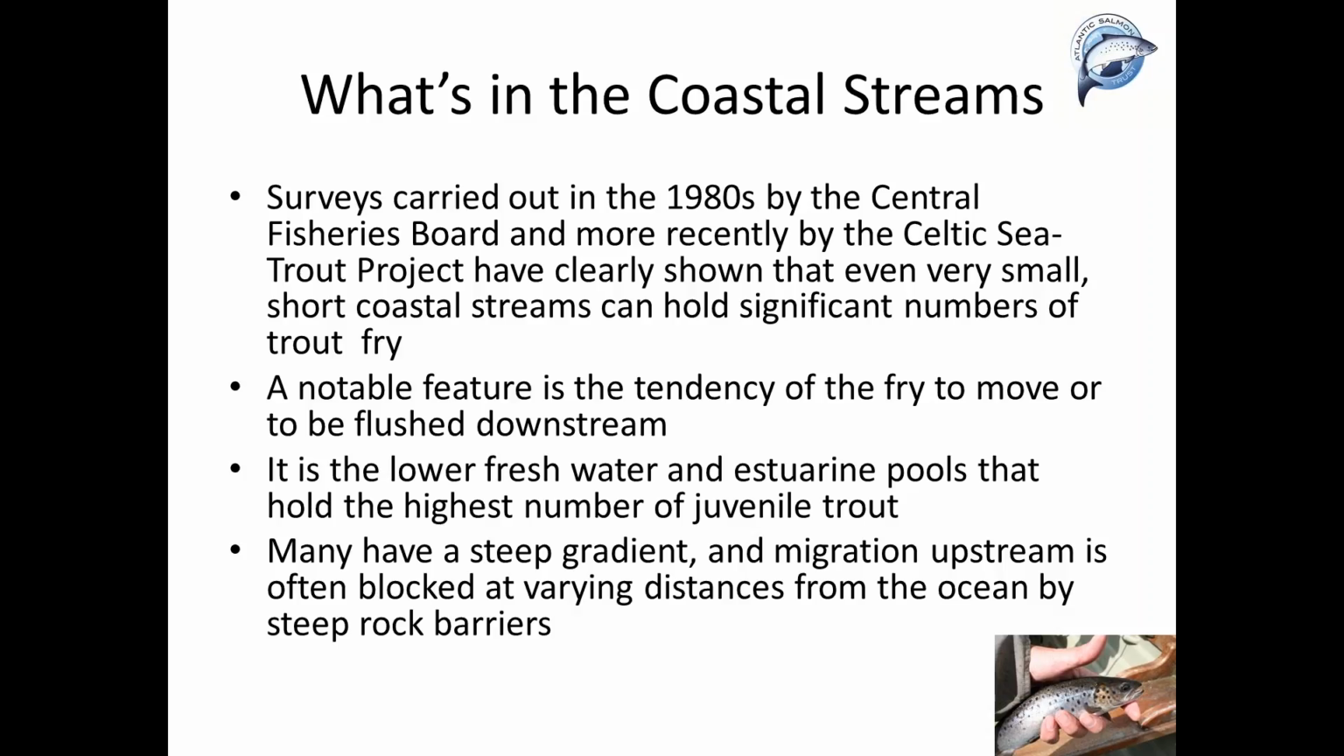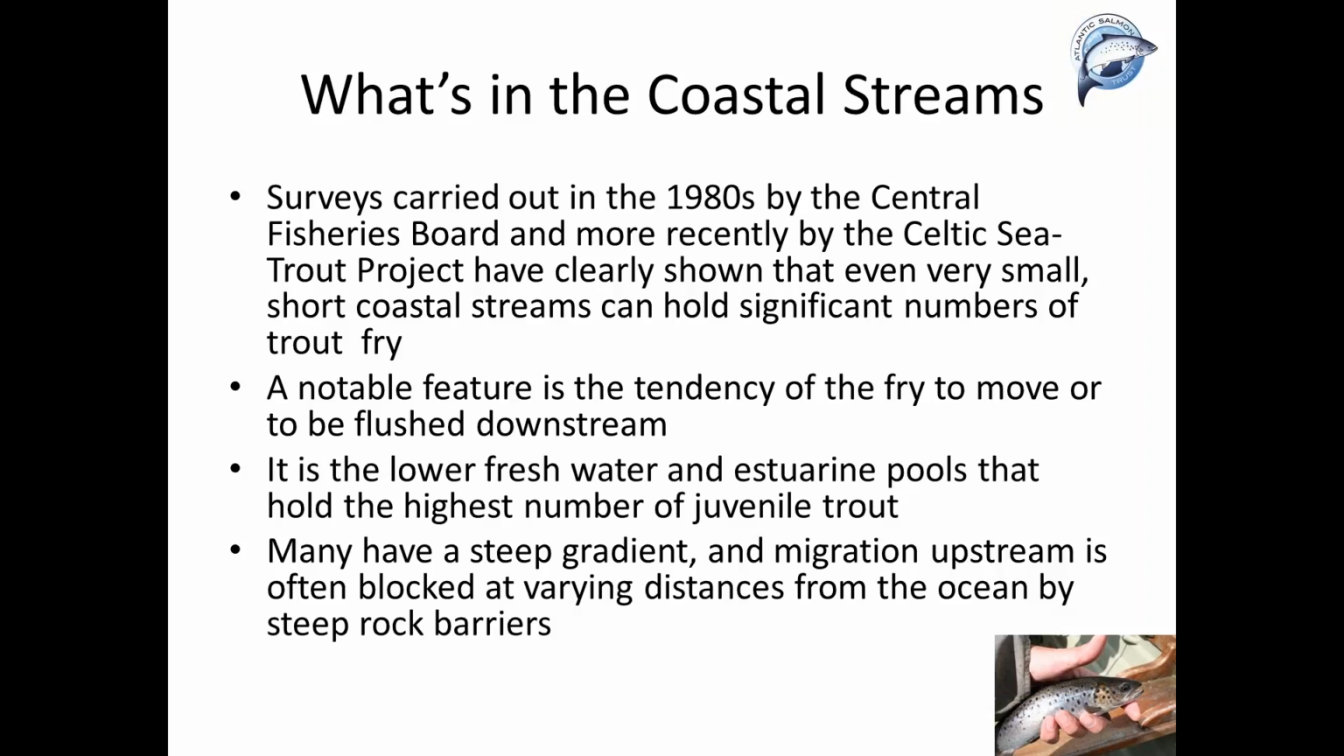Another very important feature of these tiny little streams is that they have a tendency to be flushed downstream or forced out by drought. Now, when we look at the natural biology of these sea-run brown trout, these sea trout, in the larger loch systems, what we find is that they're most successful in tiny streams. They are fish of tiny streams. And the streams they tend to regard as really spawning channels.